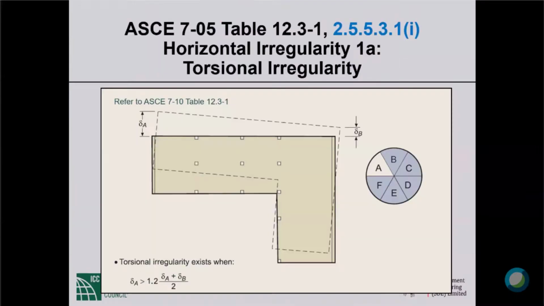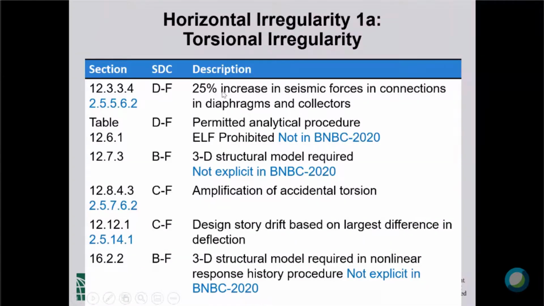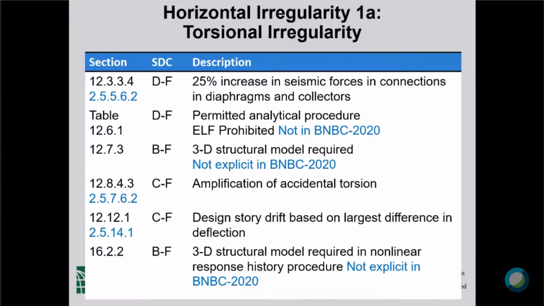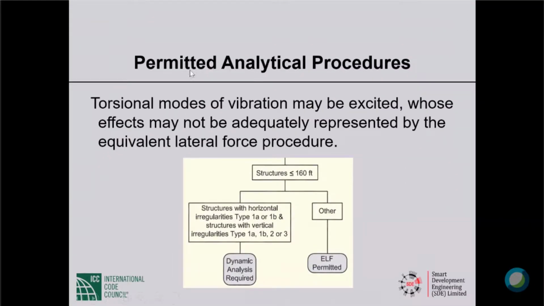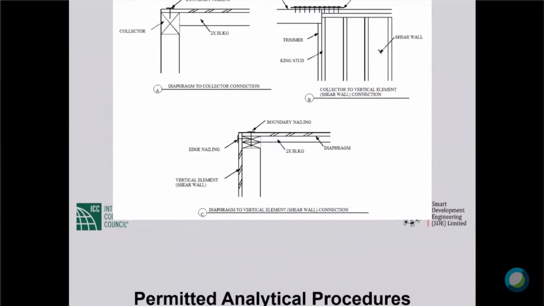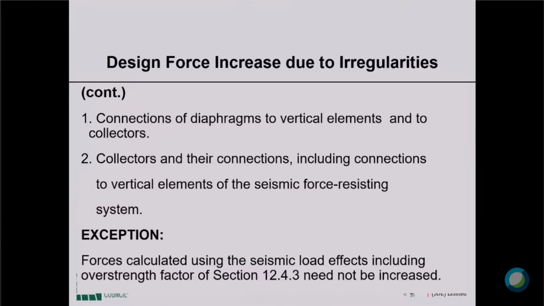So the first requirement, the 25% increase, I think should be abundantly clear. Then we are asked to go to the table of permitted analysis procedures. If you go to that table, you will see that whenever you have a torsional irregularity 1A or 1B, even for shorter buildings, you will have to do dynamic analysis. That's the second reference.